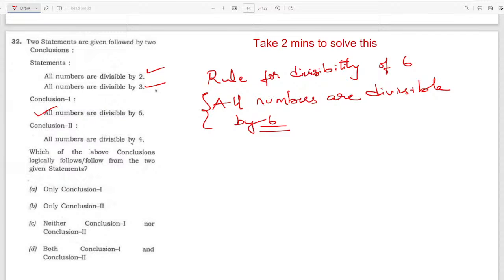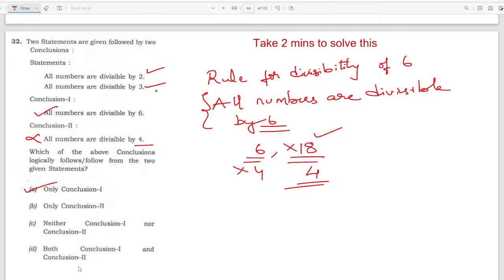The second conclusion is all numbers are divisible by 4. We cannot conclude that all numbers are divisible by 4 because, for example, 6 is not divisible by 4. Numbers which are divisible by 2 and 3 will be divisible by 6. For example, 6 3s are 18, and even this number is not divisible by 4. But these are divisible by both 2 and 3. So we cannot conclude this. So logically what follows is only conclusion 1. It is option A. So the correct answer is option A.